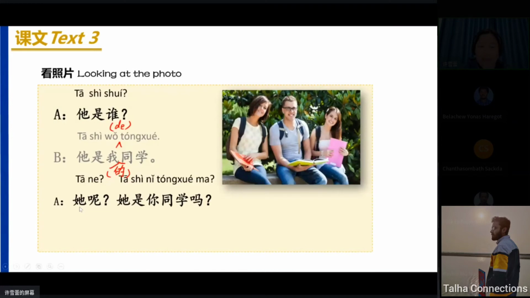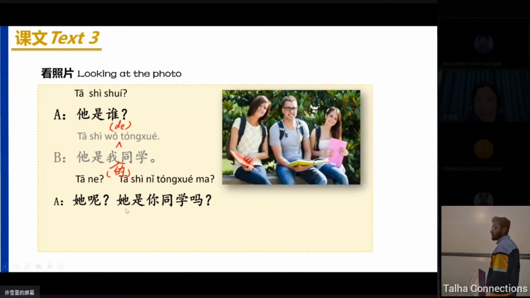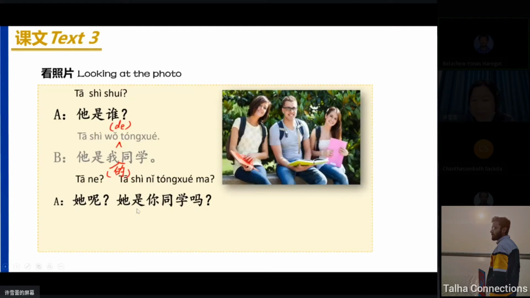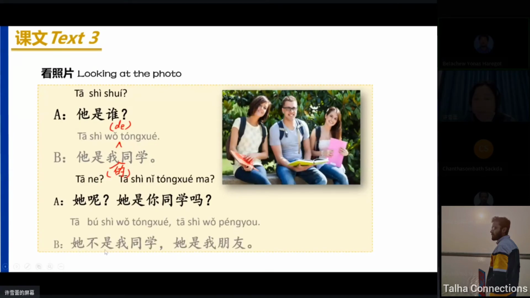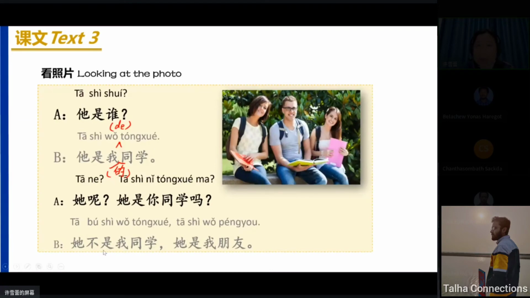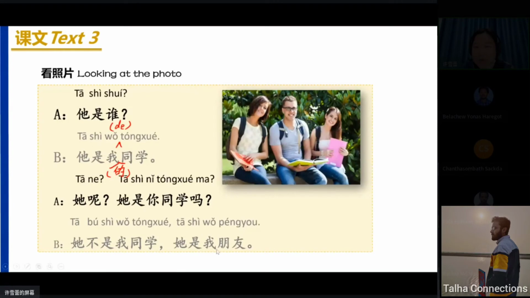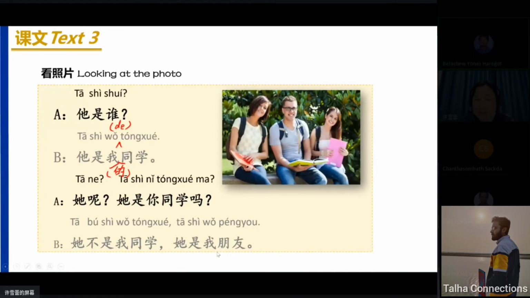Now, 她呢? What about her? 她是你同学吗? Remember last time we mentioned 吗? It is attached to a statement. Change the statement into a simple question. Yes or no question. 她是你同学吗? Is she your classmate? 她不是我同学. 不是, not, is. She is not my classmate. 她是我朋友. She's my friend.